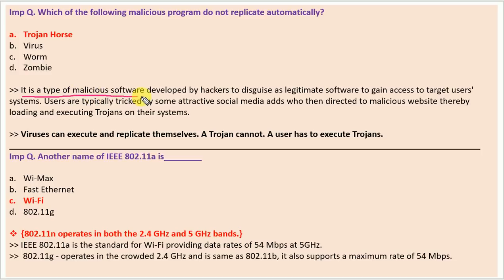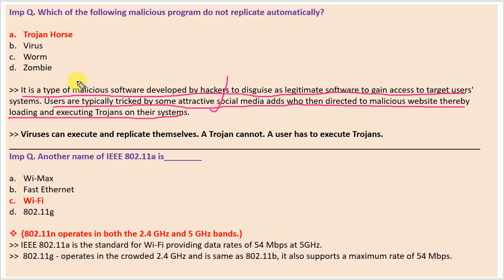It is a type of malicious software developed by hackers to disguise as legitimate software to gain access to the target user's system. Users are typically tricked by some attractive social media ads, and are then directed to a malicious website, thereby loading and executing Trojans on their system. I think you have also experienced such a situation when you are accessing some website. You can see some ads or social media advertisements at the bottom or at the top left corner of your web screen. Once you click on that ad, it will take you directly to a malicious website, and a Trojan or malicious software will be installed on your system basically. So that is happening in the background related to Trojan horse.